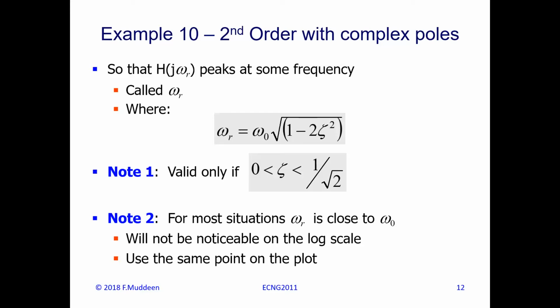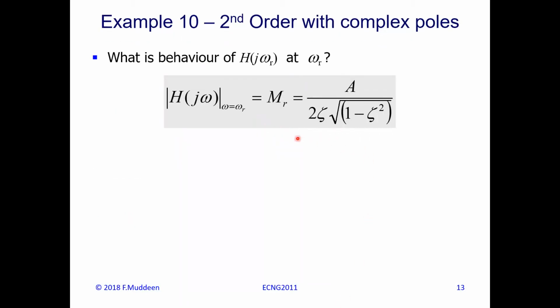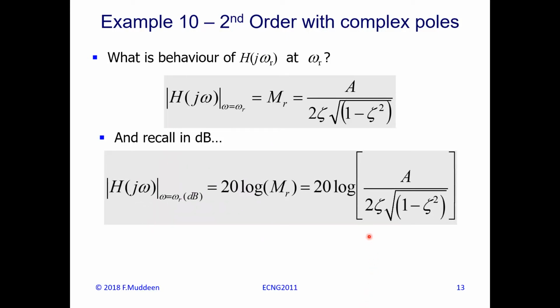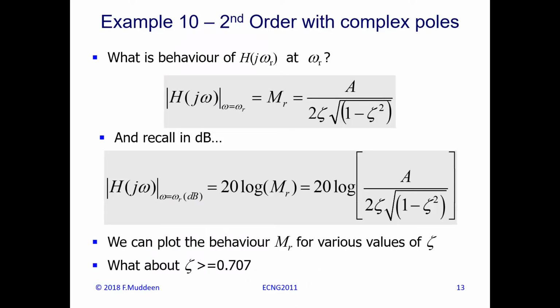If we substitute omega equal to omega r into our magnitude equation H(j omega), we're going to end up with the resultant magnitude equation as we see here accordingly. And if we transfer this to decibels, we just take 20 log of it. So we just say 20 log of the entire equation here. And then we basically start to solve for Mr for various values of zeta. Now it's important that you remember this Mr equation here, as well as the omega r equation that we saw in the previous slide.